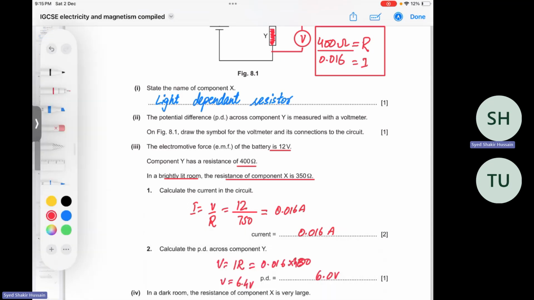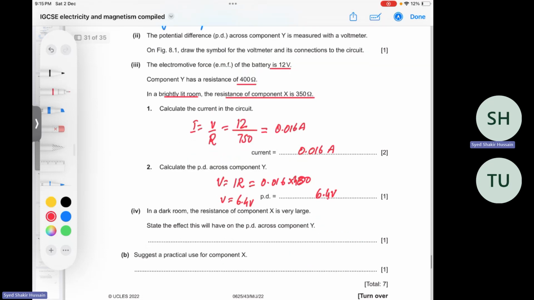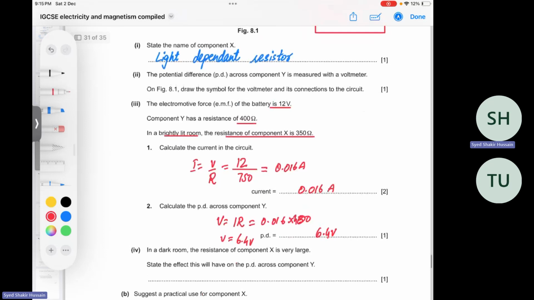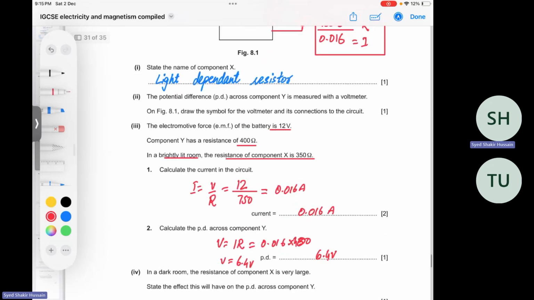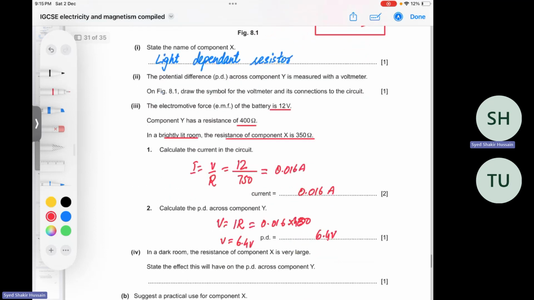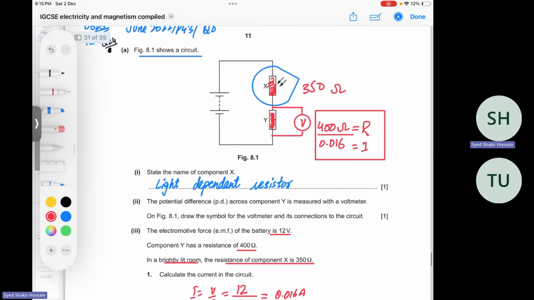All right. 6.4 volts, right? Okay. Then in a dark room, the resistance of component X is large. State the effect this will have on the PD across Y. So component X is having very large resistance. What would be the effect of this on the PD across component Y?